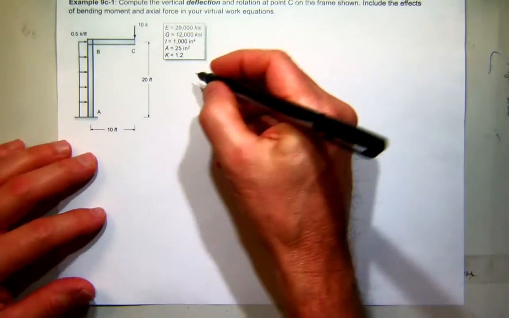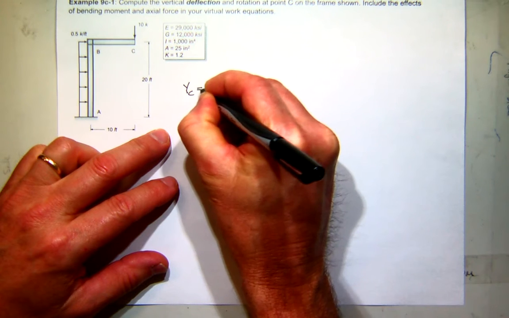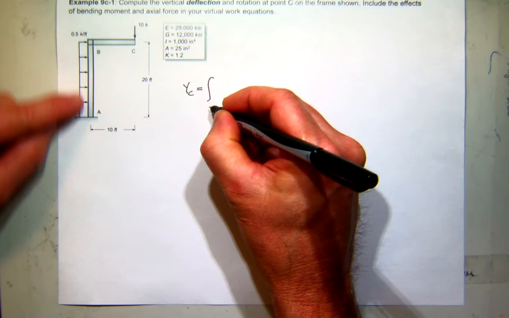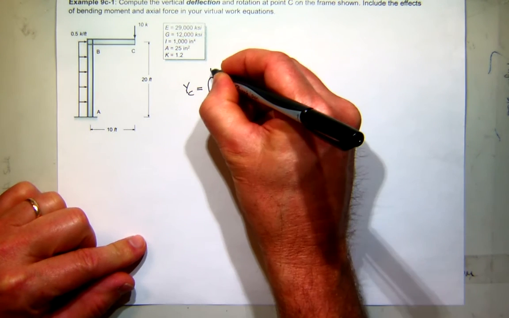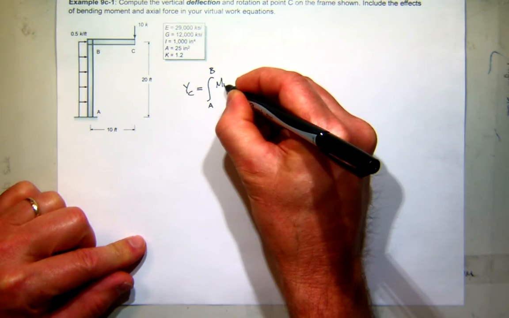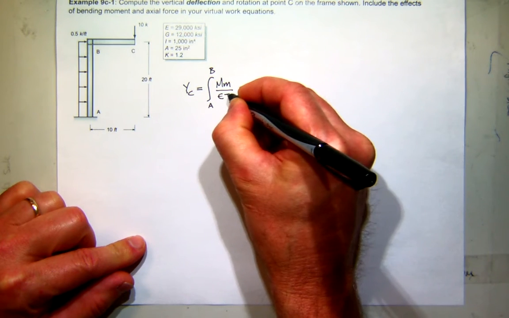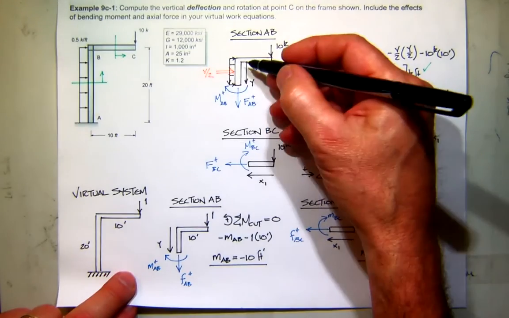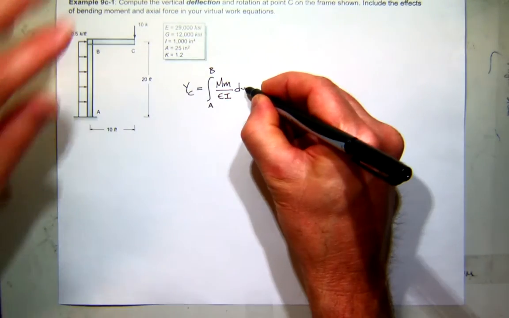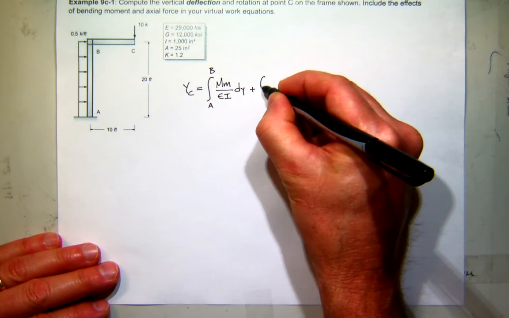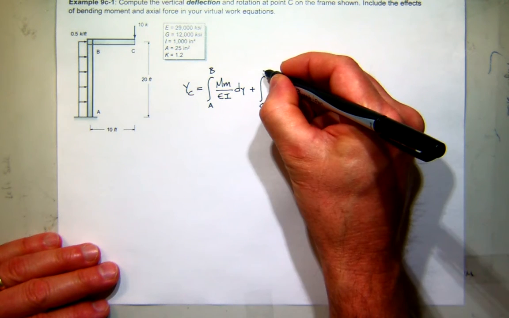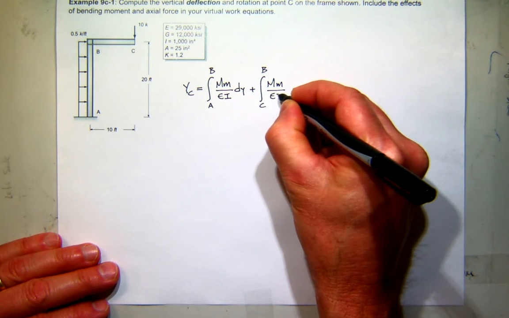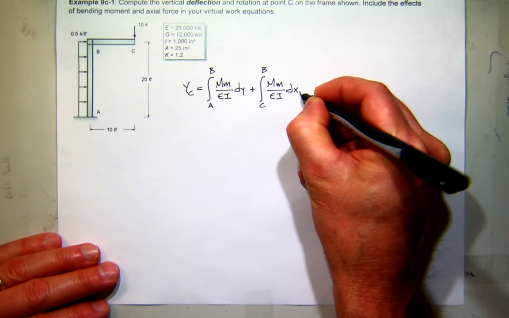And let's start with the displacement at C. So what we're going to do first is integrate AB. We're going to integrate from A to B the real moment, the virtual moment, divided by EI. And I believe in that particular case, we measured everything from the top down. That's going to be dy in this case. And then we'll have another one where we integrate from C to B, the moment, the virtual moment, again divided by EI. In this case, I think the dummy variable was x1.